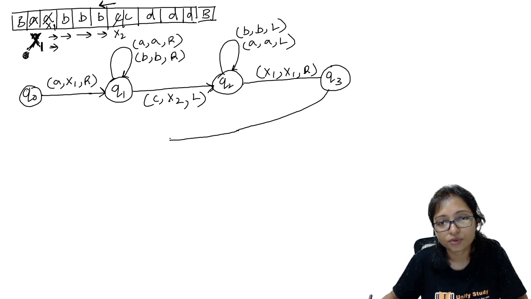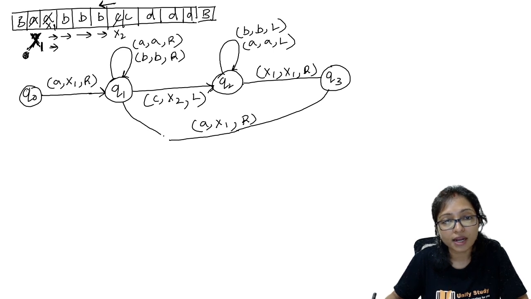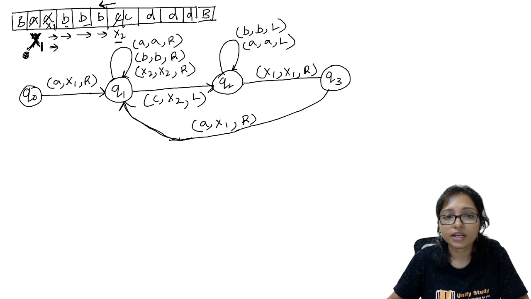Here, a I am going to replace with x1 and go to the right hand side. Yes, so this one I can merge with this state, because now the same process will be going on. On the way I will get b, leave it as it is. On the way you will get x2 also. So whenever you get x2, leave x2 as it is and move to the right. Now whenever you get c, this c will be replaced with x2. With this you can handle it.